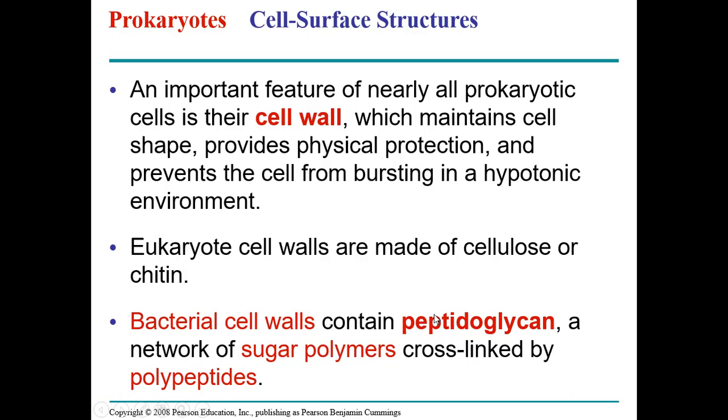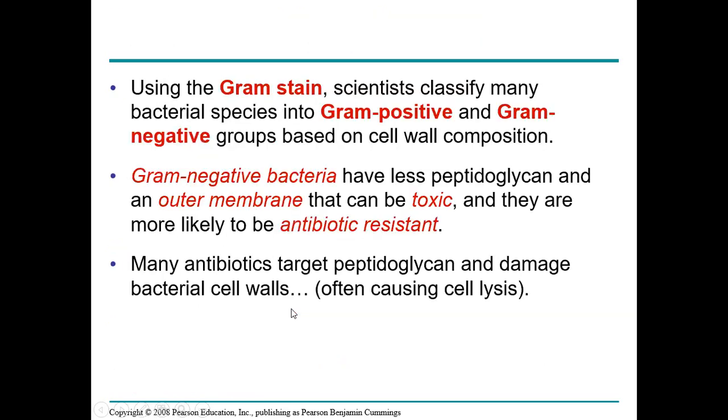Peptidoglycan, from the term you can understand it contains amino acids and also glucose molecules. A network of sugar polymers cross-linked by polypeptides. So protein molecules are present there and also sugar polymers are present there. That is the cell wall of a bacteria.